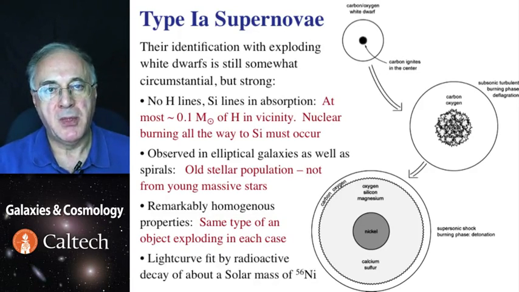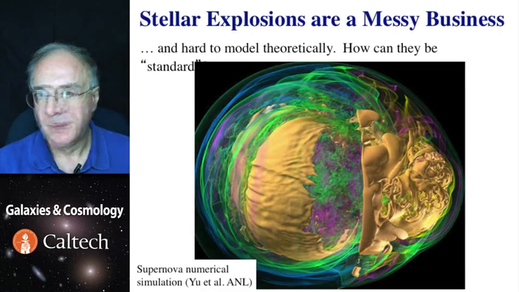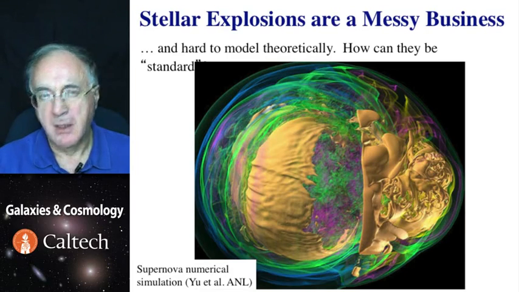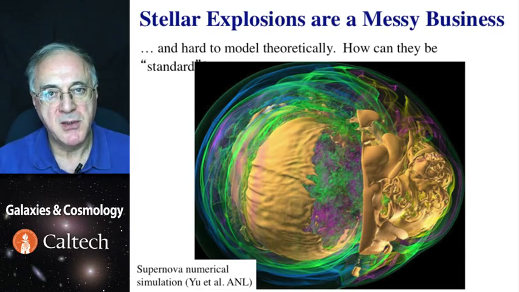Their light curves are powered by the radioactive decay of an isotope of nickel. It's about 1 solar mass worth of radioactive nickel. However, this is an explosion of a whole star, and that by definition is a very messy business. We can model supernova explosions in supercomputers, but that is still not a perfectly well solved problem. This is a very complex phenomenon of nature, and you can imagine it would be kind of hard to standardize an explosion. So how is it possible that these are standard candles?